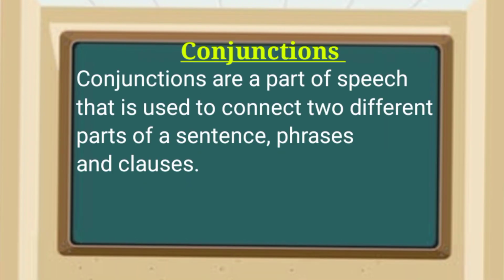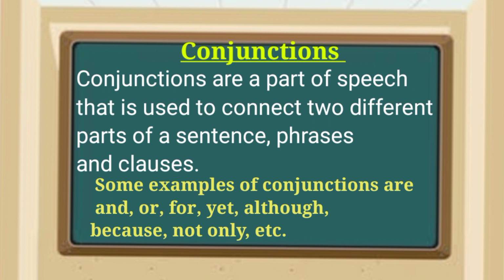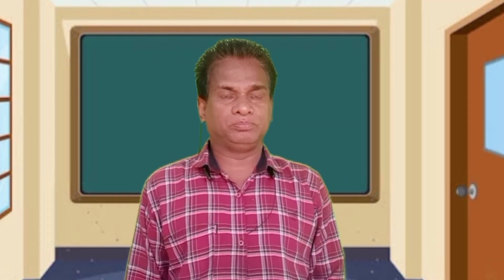Conjunctions are a part of speech that is used to connect 2 parts of a sentence, clauses and phrases. Some examples of connectors are and, or, for, yet, although, both, not only, etc.